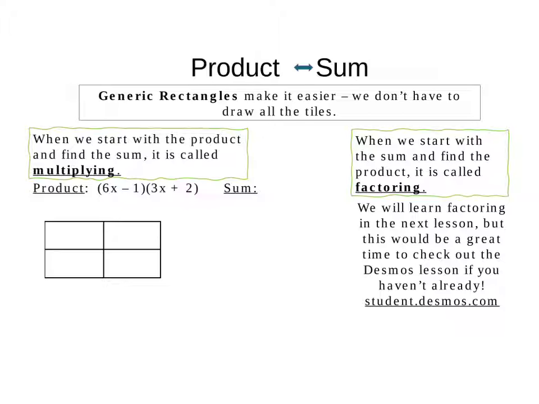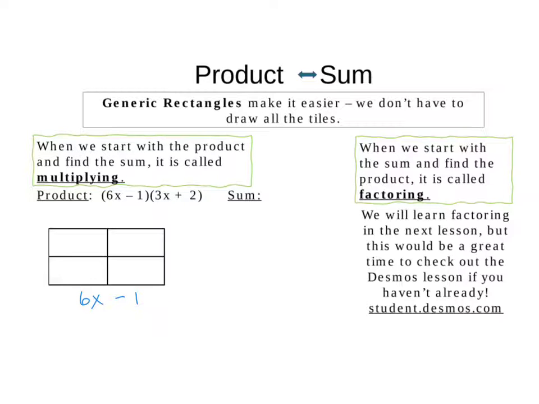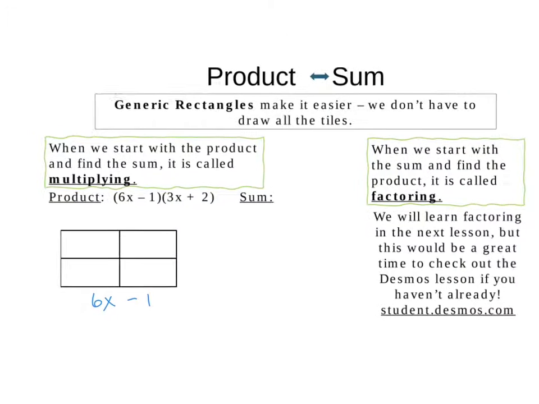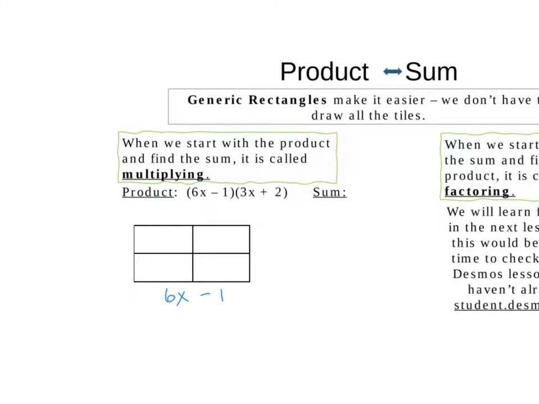Here are our lengths and widths. I have a 6x minus 1, and along this side I have 3x. Not going to let me do it. Tell you what I'm going to do is I'm going to move it over. On this side, I have a 3x and a plus 2.